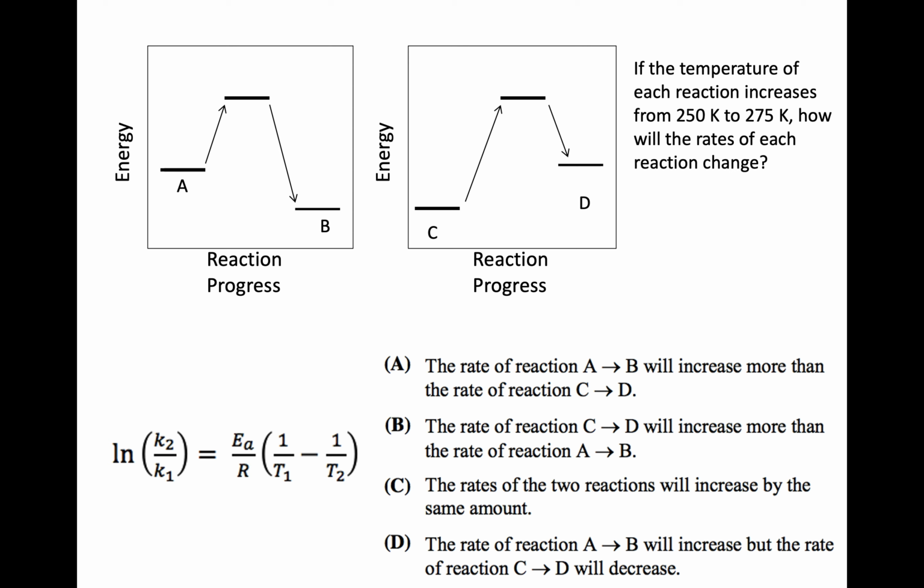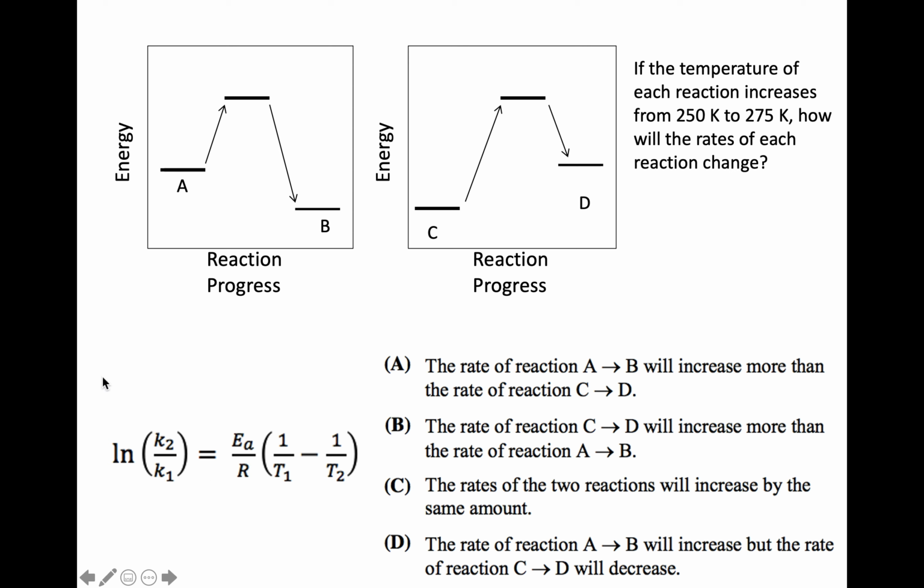So really, how can we begin to make sense of that in terms of the rates? Let's say we're looking at these two reaction progress diagrams. I can be going from A to B. That looks like an exothermic reaction. Or I can be going from C to D. That looks like an endothermic one. What would happen if we change the temperature for these? How is it going to affect the rates?